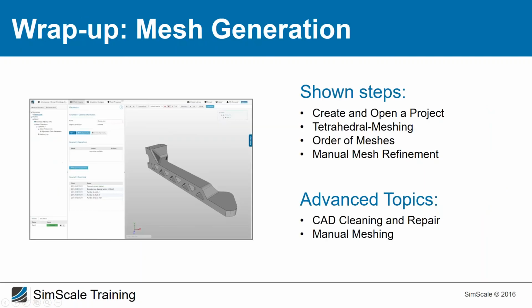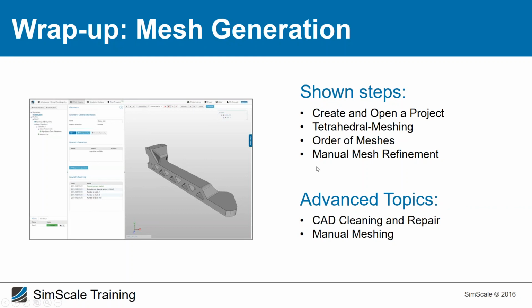So let's do a quick wrap up of what we've talked about. I showed you how to open a project, which was the project including the arm, and then we created a tetrahedral mesh with refinements. First of all, we checked if the geometry is fine. Then we added a new mesh object, and then we chose the general mesh, let's say a mesh fineness range, the order of the mesh, and added a manual mesh refinement. There are some advanced topics we cannot talk about today, as I mentioned.